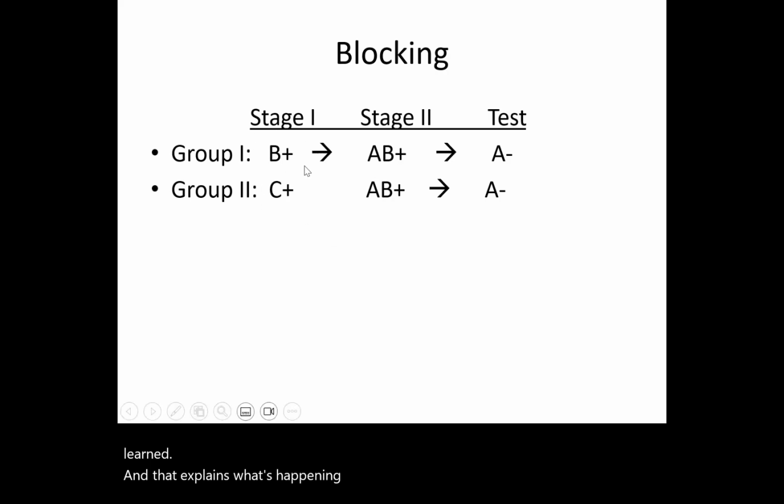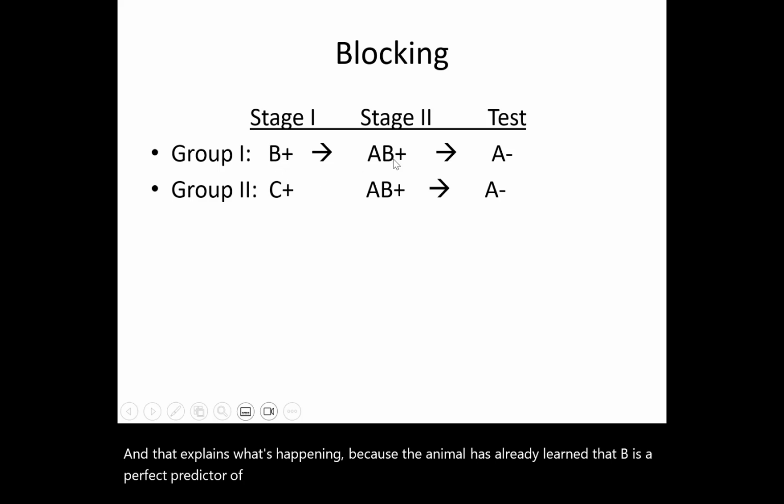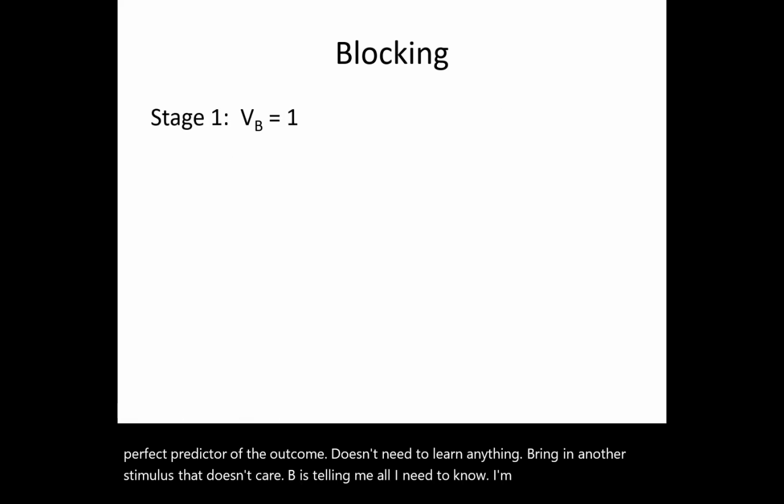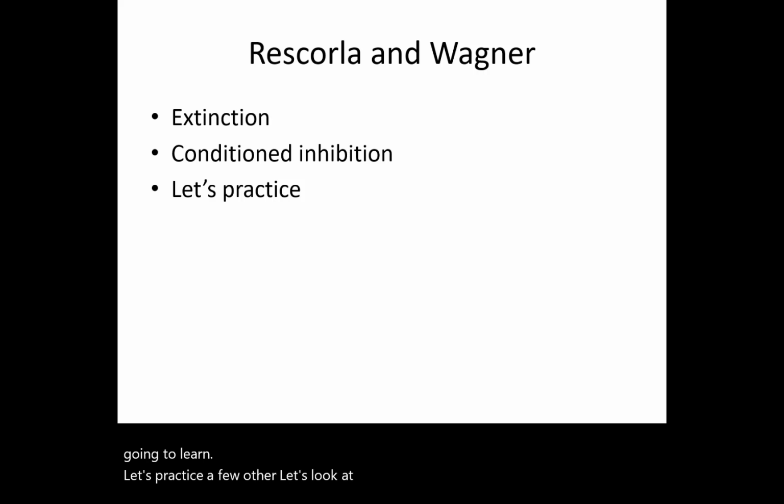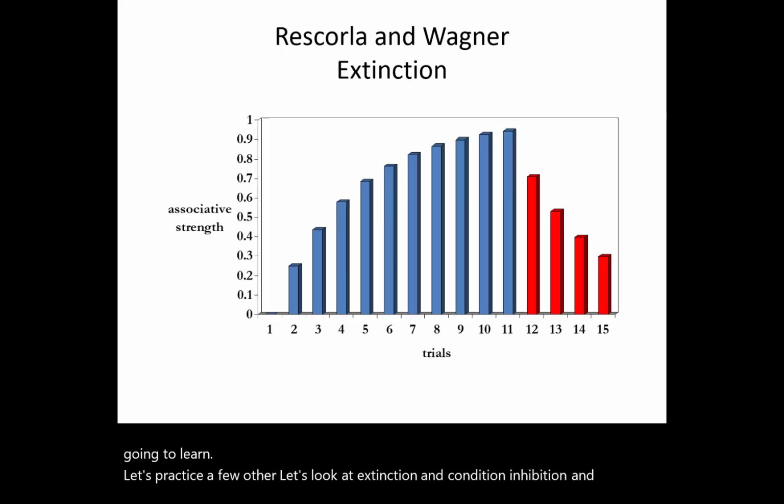Because the animal has already learned that B is a perfect predictor of the outcome, it doesn't need to learn anything. Bring in another stimulus, it doesn't care. B is telling me all I need to know. I'm not surprised. I'm not going to learn. Let's practice a few others. Let's look at extinction and conditioned inhibition, and then we'll call it, okay?